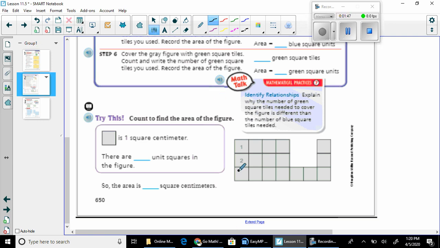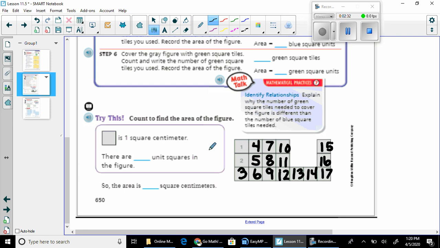Okay, so 1, 2, 3, 4, 5, 6, 7, 8, 9, 10, 11, 12, 13, 14, 15, 16, and 17.